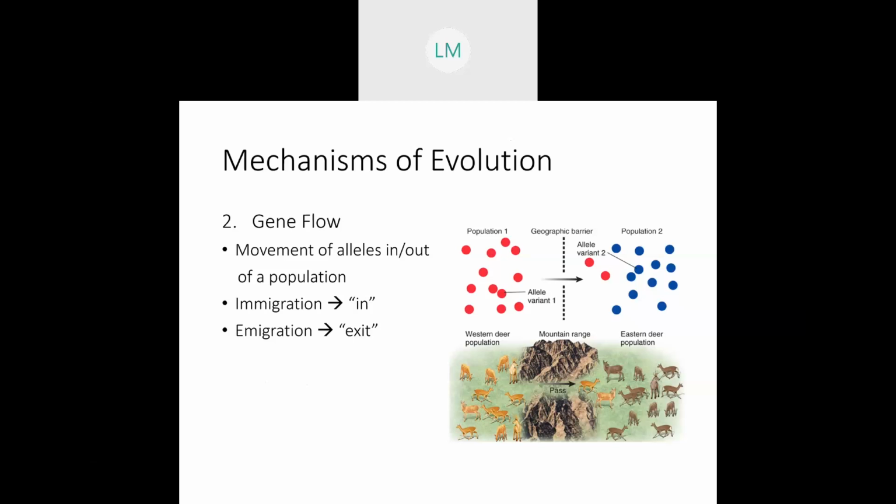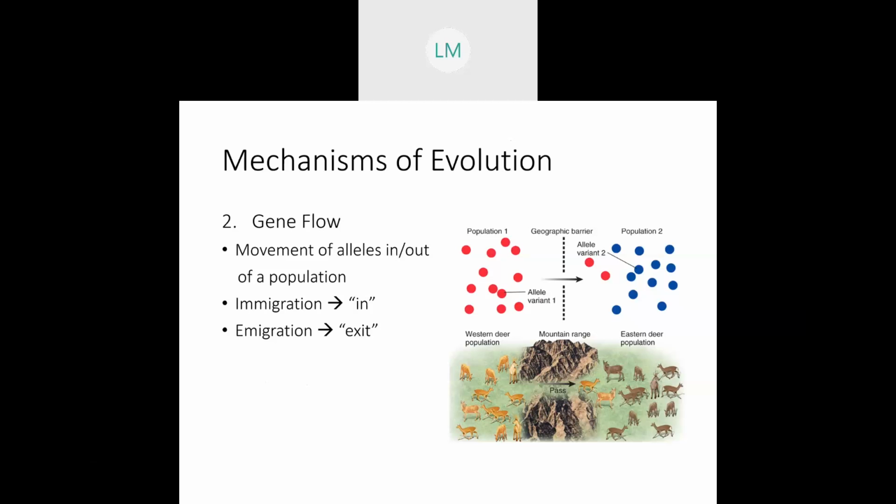So if we're referring to immigration with an I, that means that individuals have moved into our population of interest, where we're tracking the allele frequencies. If we're talking about emigration with an E, that's referring to individuals leaving our population of interest, and changing the allele frequencies there.